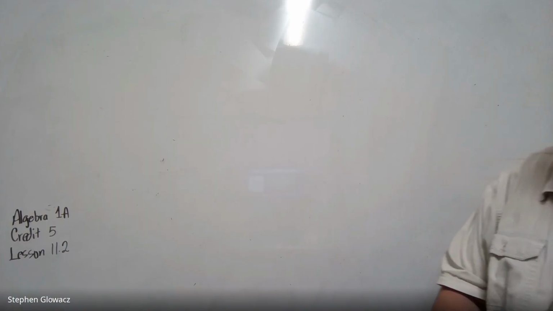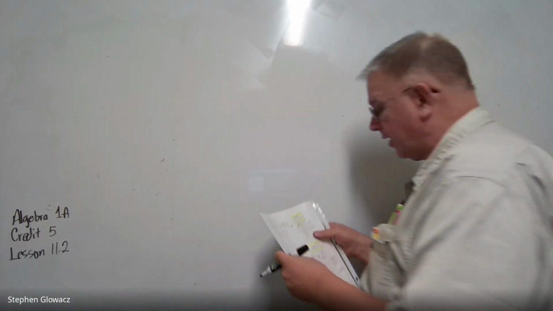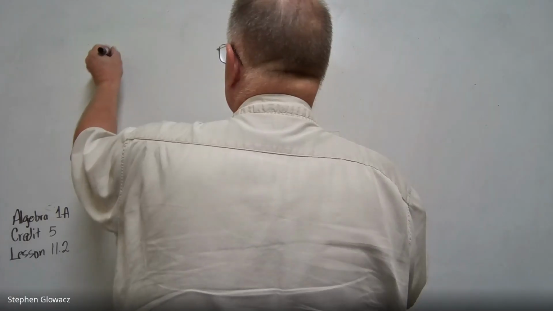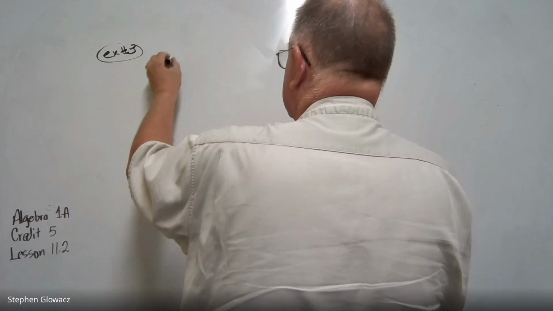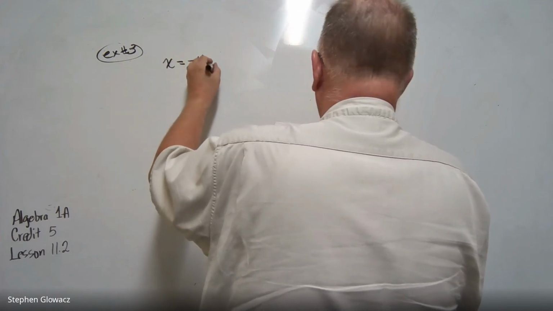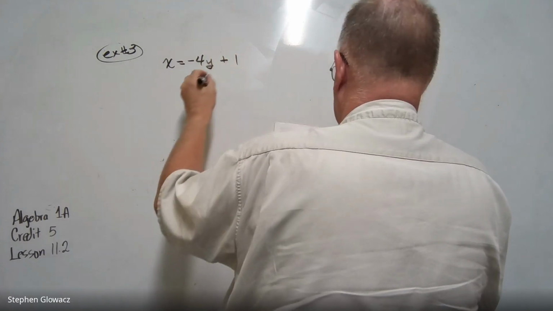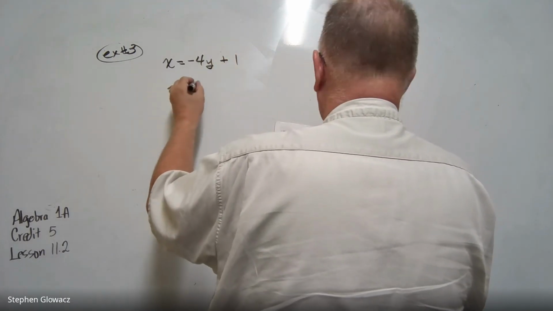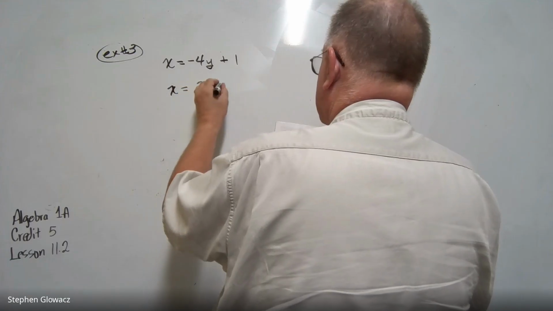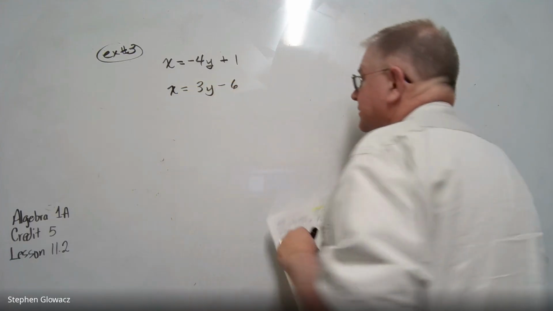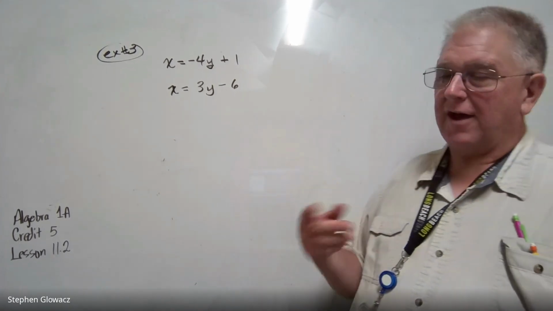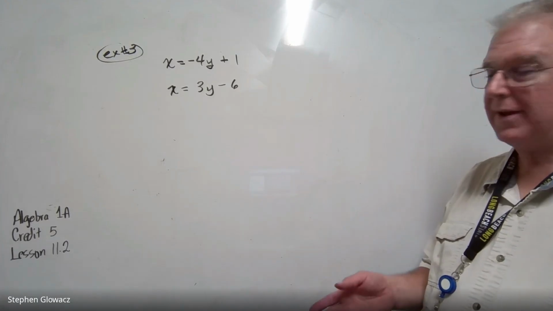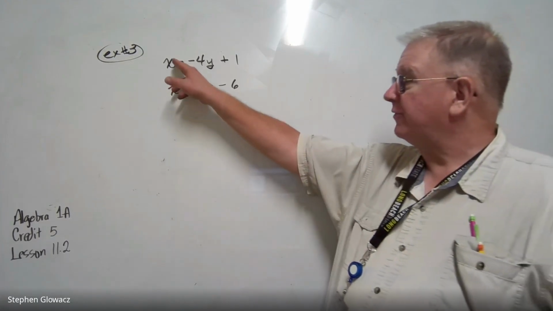And here we go for problem number 3. So our example for problem number 3 is we have x equals -4y plus 1, and then x equals 3y minus 6. All right, now notice that for the first time we have not y, but x solved for here. And x is solved in both equations.